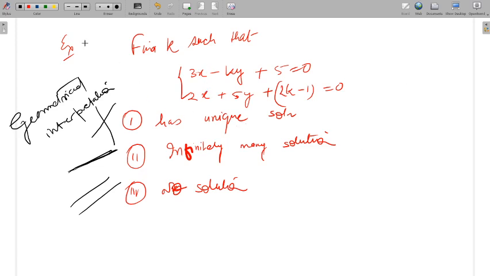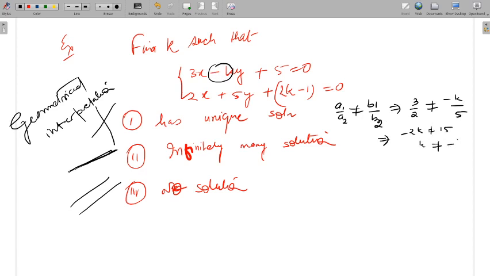So see, for a unique solution, we have this condition: A1/A2 should not be equal to B1/B2. Many times I have written this. Now see, A1 is 3, B1 is 2, A2 is 2, right? So this implies 3/2 should not be equal to -k/5. This is minus k. You have to consider the sign also. So from here you get 5 threes are 15, minus 2k. So minus 2k is not equal to 15, and k is not equal to -15/2.